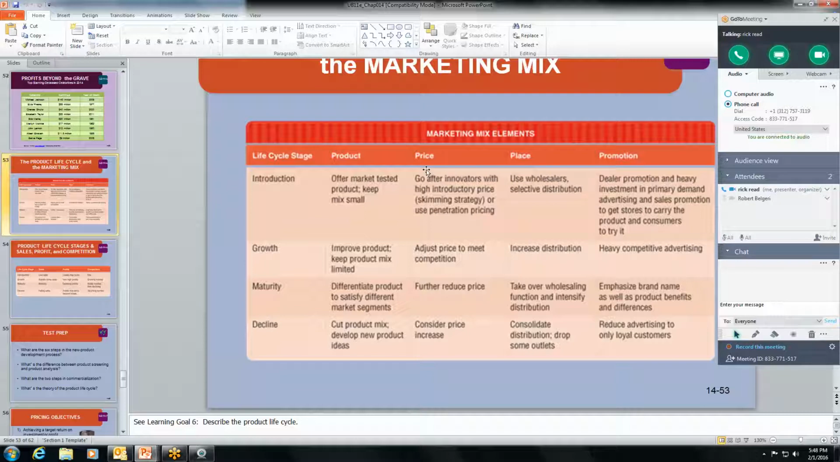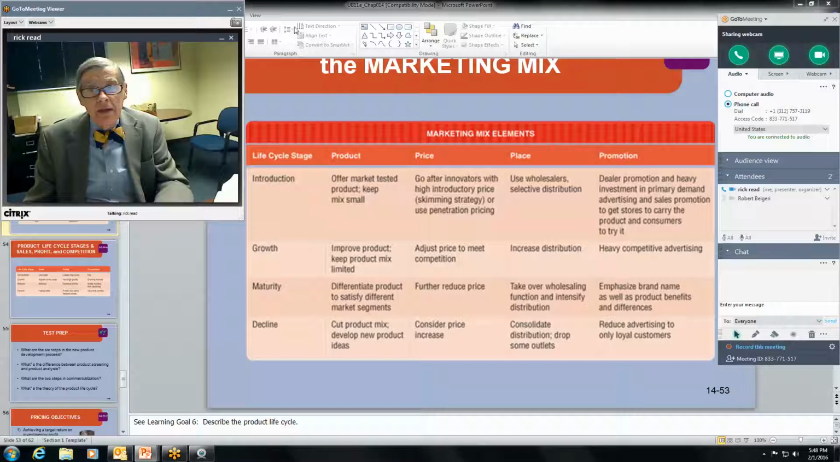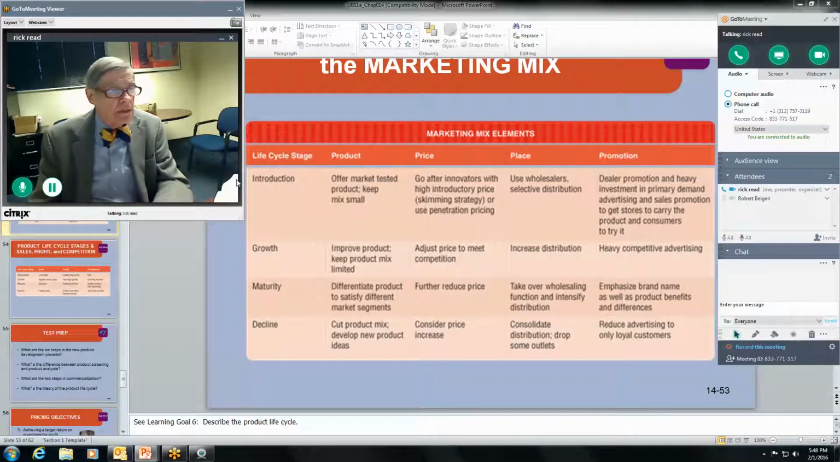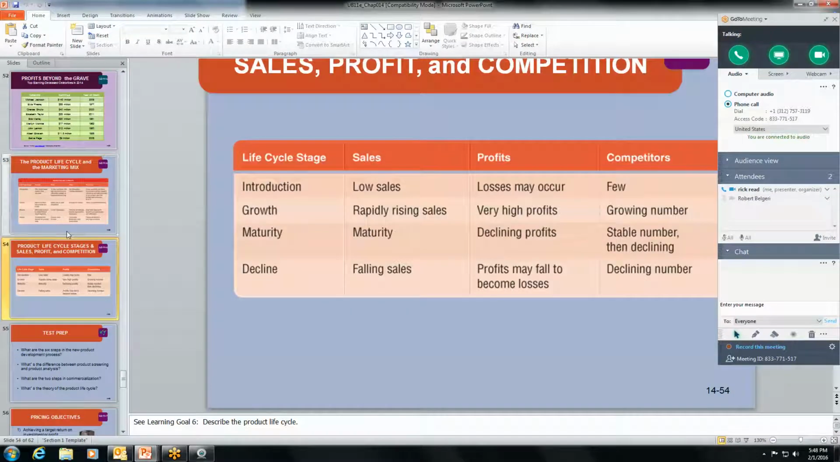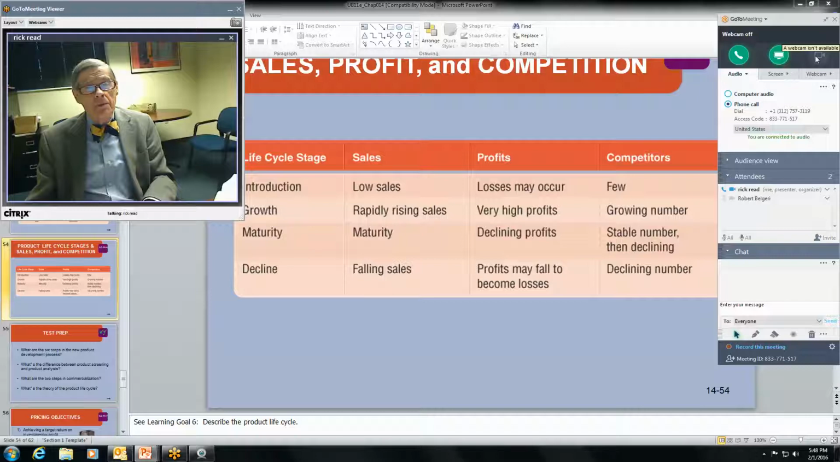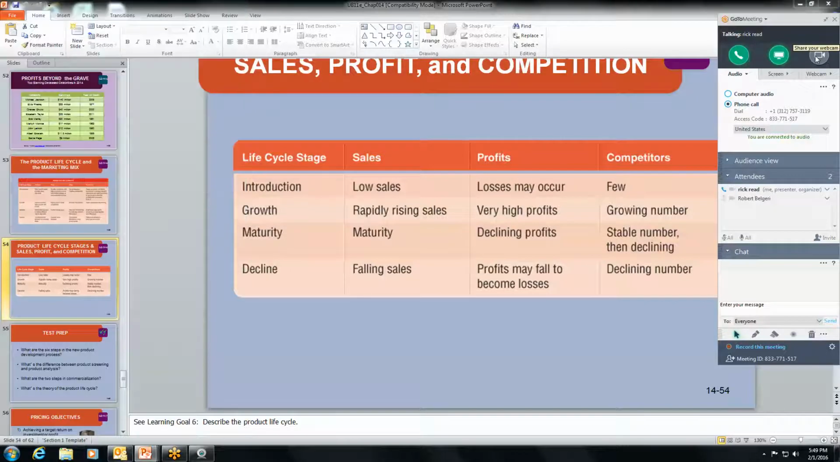This is the product life cycle and marketing mix. You can see this displayed in figure 14.6 on page 406, and it gives you some kind of idea. I'm not going to go through this because it's a little wordy, but it gives you an idea of how the product life cycles move. And then this one, product life cycle stages in sales, profit, and competition. This is important because in introduction, you probably have low sales. Growth, you're going to have sales that are going up pretty quickly.